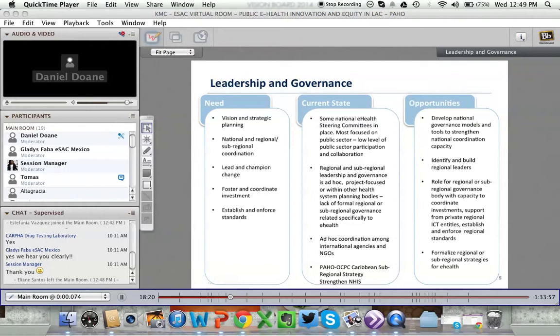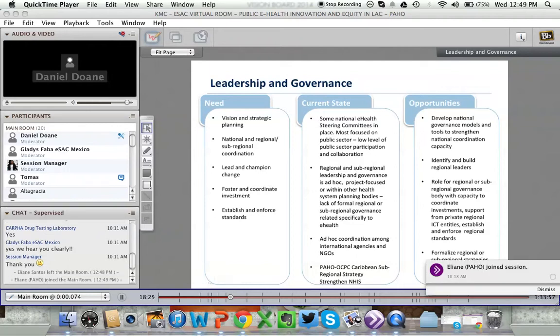We need leaders and champions for change, and particularly from the clinical side, but also from the public health practitioner side, and from all levels and all stakeholders. The implementation of eHealth really drives change, and without good leadership and champions for that, it's impossible to do. And we also need to be able to bring and foster that kind of investment that's required and establish and support standards that are going to lead to interoperability and good quality data and information.